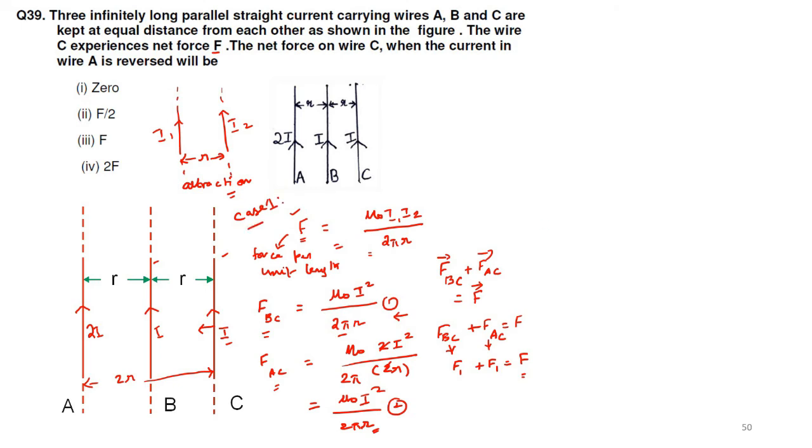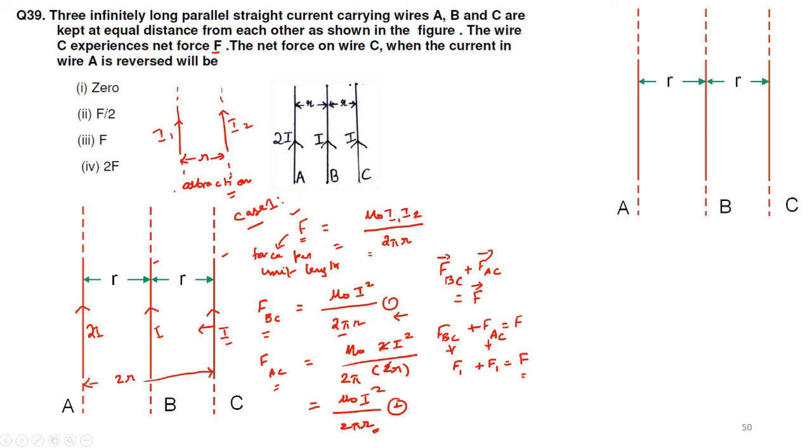Now case 2 you will have to consider, right? Case 2 is what? Same thing, but the current in A is reversed. So 2I, these two it is the same, I and I. Of course distances are, here this distance is 2R. Now we will calculate the force on C, right? Case 2.